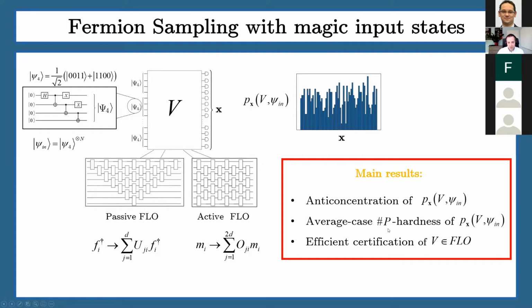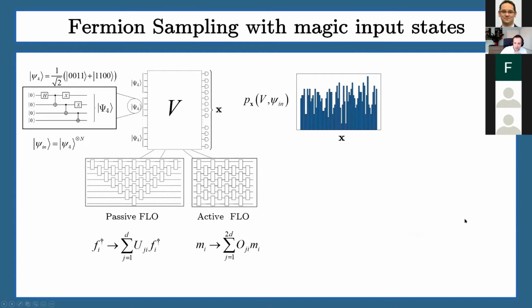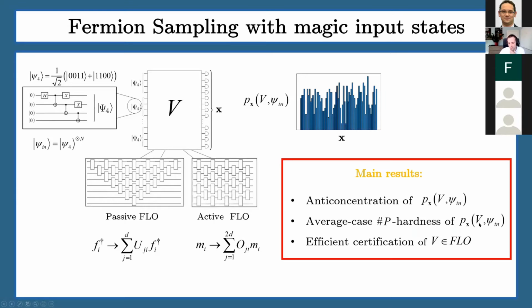We also prove average-case sharp-P hardness of outcome probabilities. That is to say, we prove that if we take V on average from either passive fermionic linear optics or active fermionic linear optics, then it is sharp-P hard to compute or even approximate those quantities.